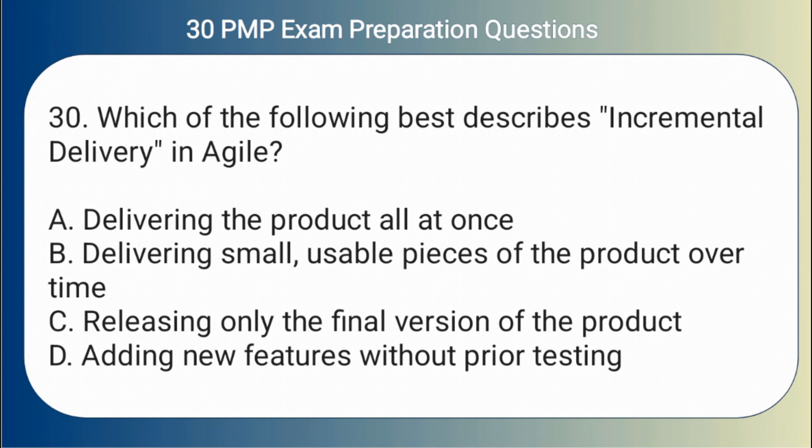Question 30. Which of the following best describes incremental delivery in Agile? A. Delivering the product all at once. B. Delivering small, usable pieces of the product over time. C. Releasing only the final version of the product. D. Adding new features without prior testing.